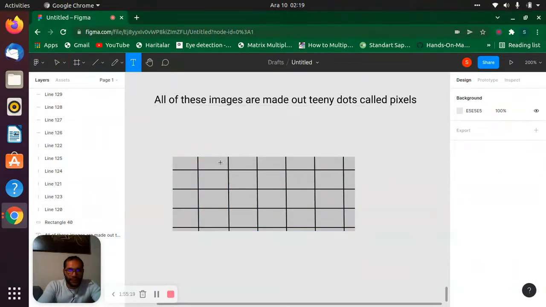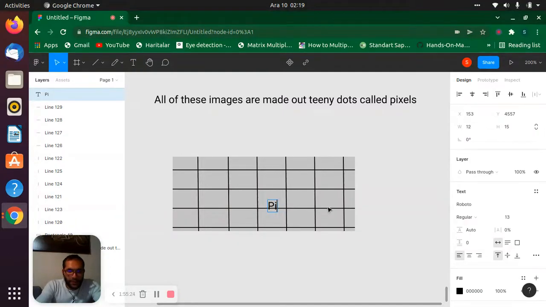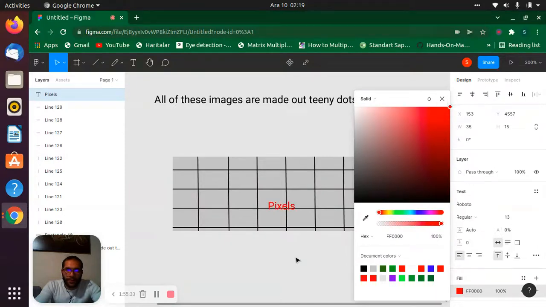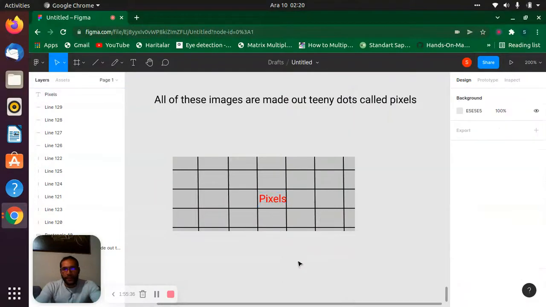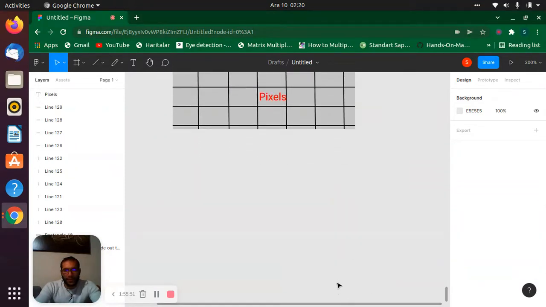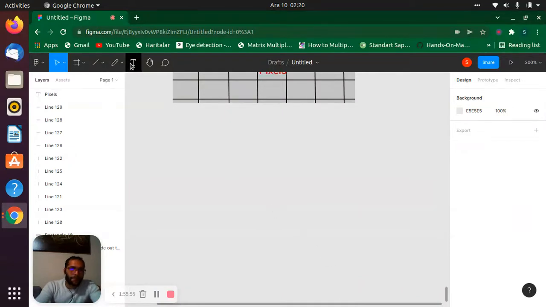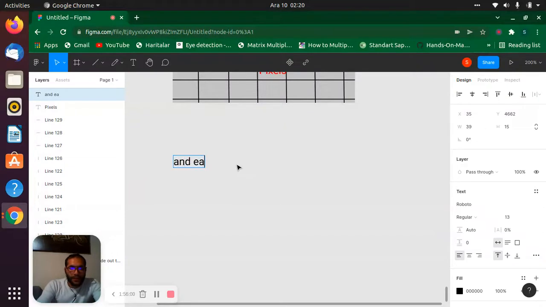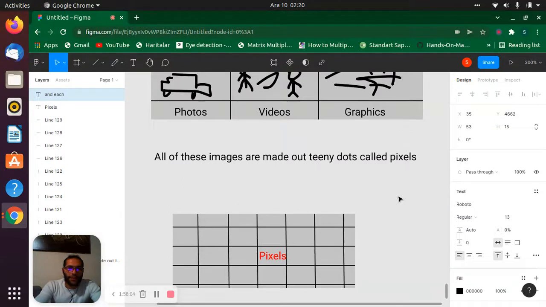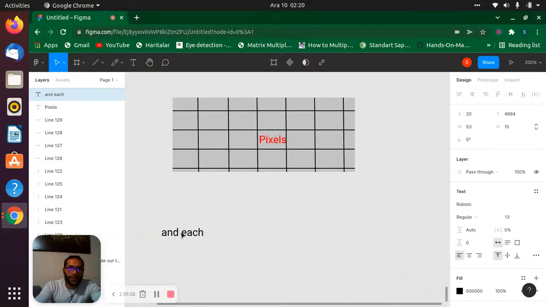I will write here. Pixels. I will take them in red. This is just pixels. All of them just pixels in images. Okay, there can be different colors, different things. I will speak about colors also. Just don't worry. Now we will speak about all of it. This is just pixels, okay? And each pixel has color. Color, what I am saying here. Now you will see.